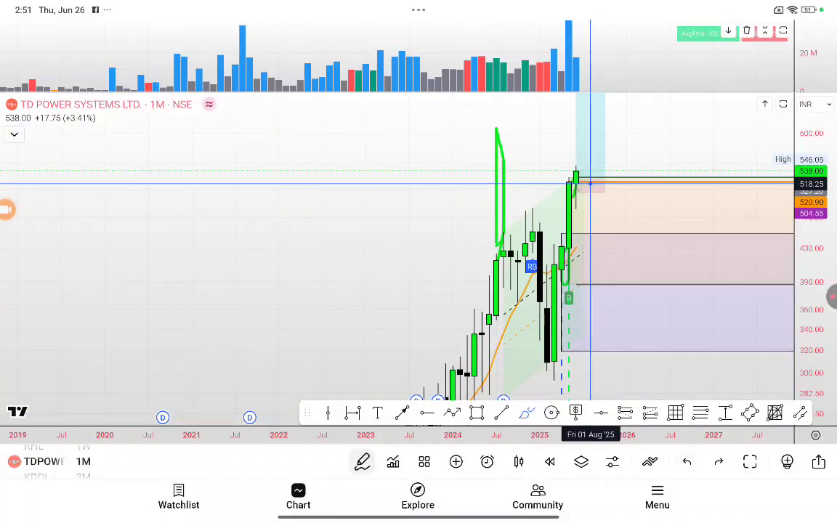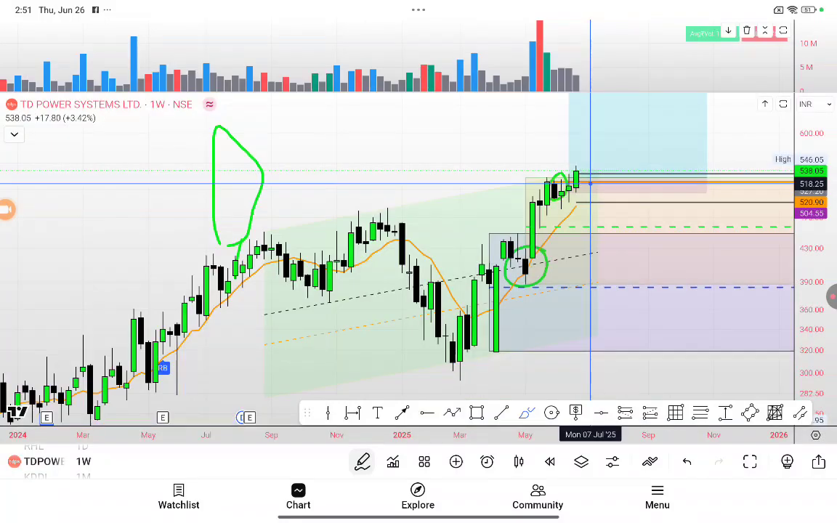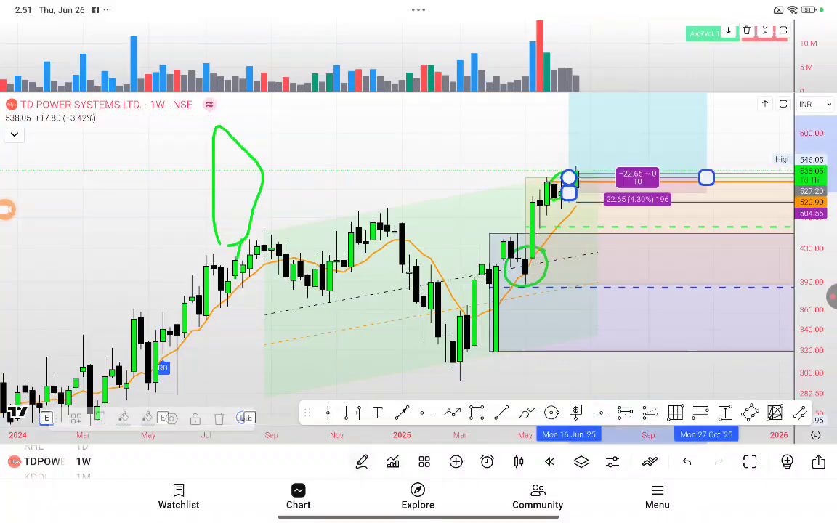So basically what I have done is I have moved my stop loss to the low of this particular weak candle only. So that's a small stop loss which we have over here. What's the stop loss percentage? It's 4.30%, which is coming out to be that. So this is how I manage my risk. This is how you should also manage your risk every time.